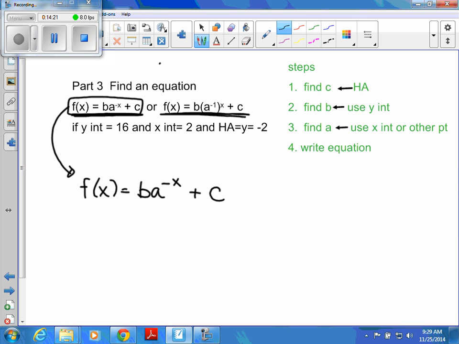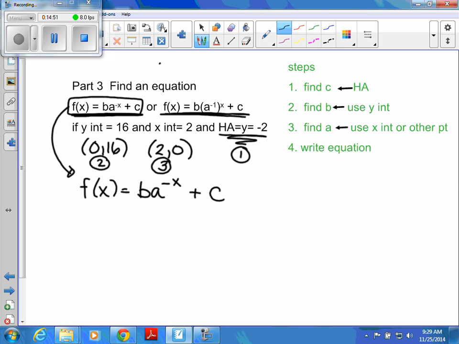You need 2 ordered pairs. If they give you the y-intercept is 16, write it as (0, 16). If they give you the x-intercept is 2, write it as (2, 0). And they'll give you the HA. Every problem, if they want you to write an equation, you need 3 things. You need the HA, 1 ordered pair, and another ordered pair. You need these 3 things in order to come up with an equation.